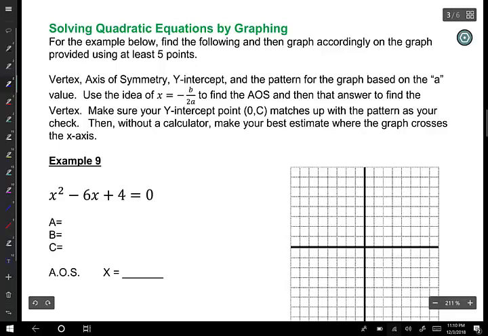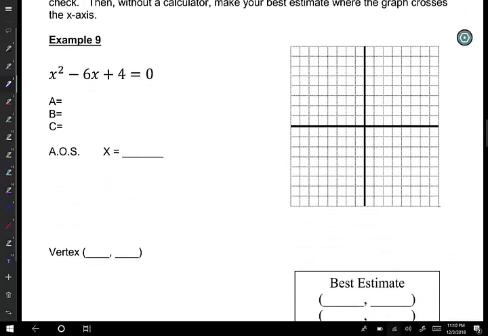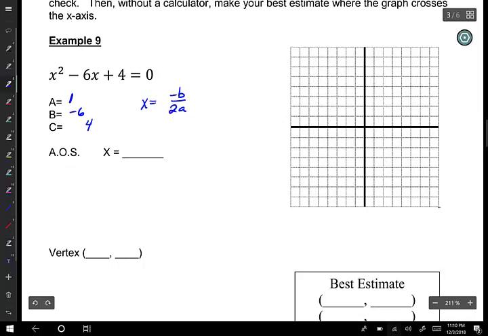Next, we're going to do some problems by graphing. In our graphing, we're going to focus on trying to find first the vertex, the axis of symmetry, the y-intercept, and then we're going to see if the pattern based on the a value matches up with the y-intercept. And if that happens, that's going to be our check. So let's look down here at example 9. My value of a is 1, my b is negative 6, and my c is 4. So remembering that the axis of symmetry is the opposite of b over 2a, we're going to find that value.